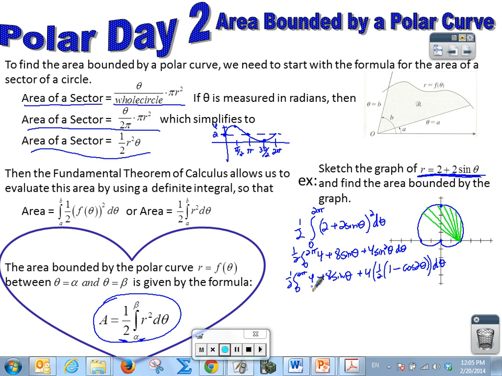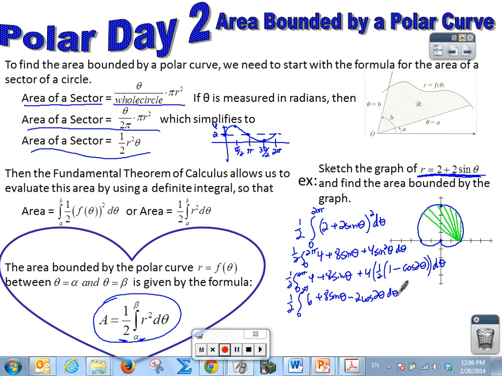Just to make our integration easier, I'm just trying to clean it up a bit. So I'm going to have a 4 plus 2. That's going to give me 6 plus 8 sine theta. And then this, let's see, it'd be 2, so minus 2 cosine 2 theta. Alright. I'm going to move up a little higher so you can see. Is everybody with me to here?